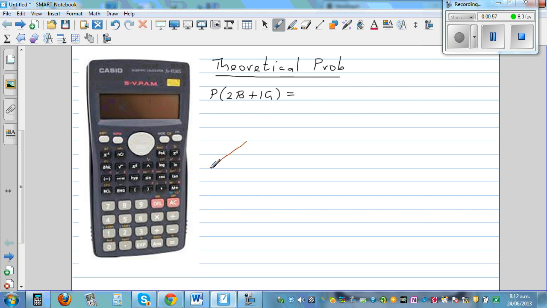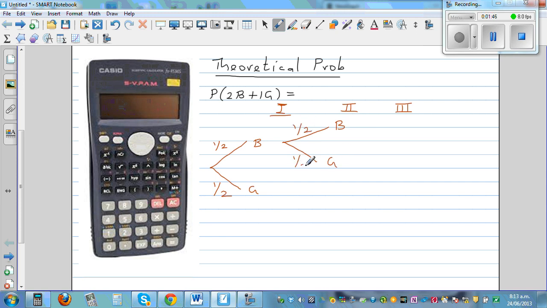So this is your first child. The first child can be a boy or a girl, and the probability of having a boy or a girl is half. So this is also half. This is the first child, this is the second child, and this is the third child. Once you have a boy, the second child can again be a boy or a girl, and that's again half and half.